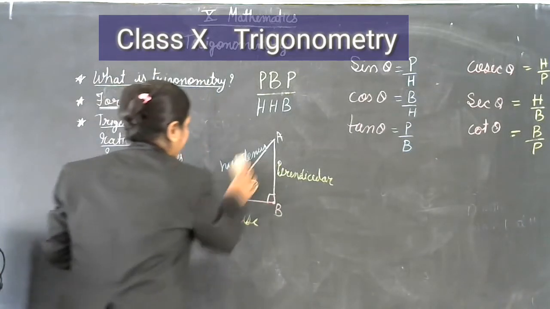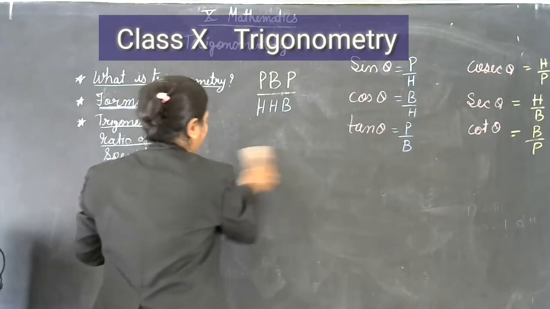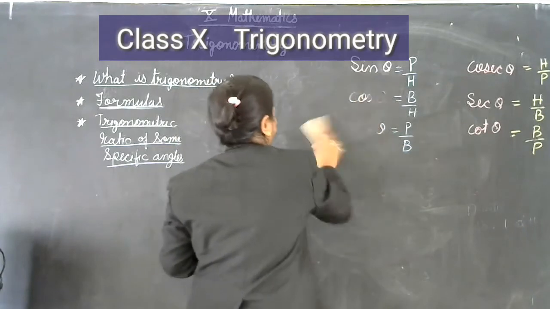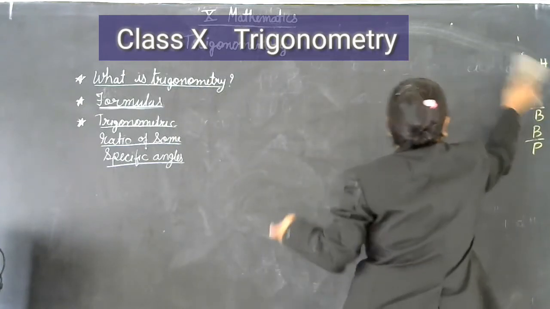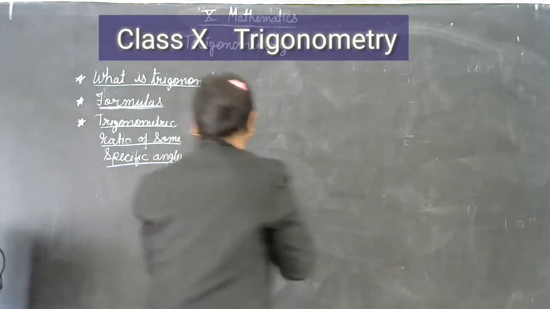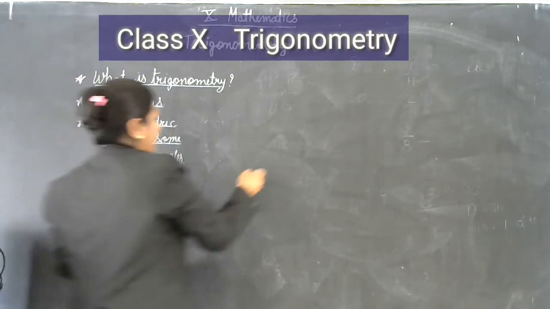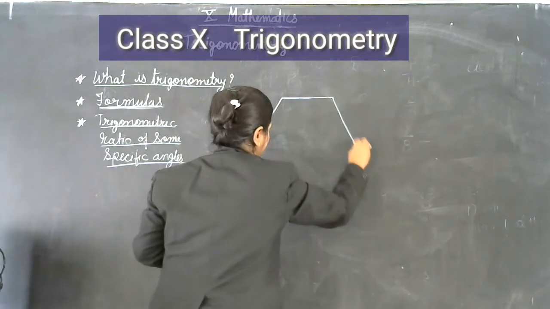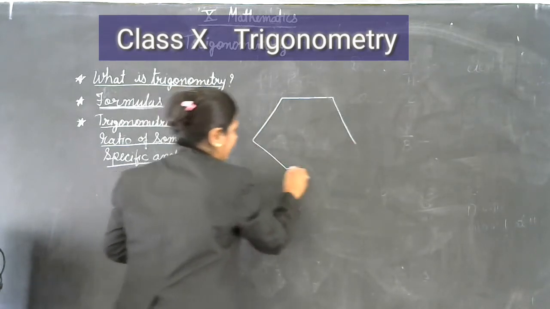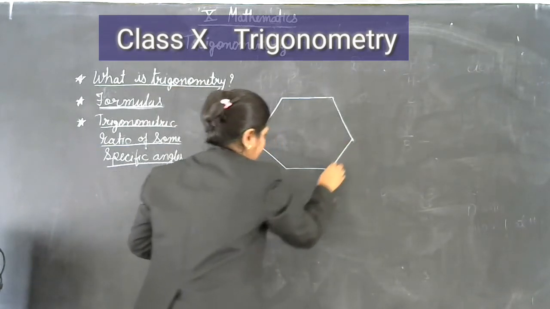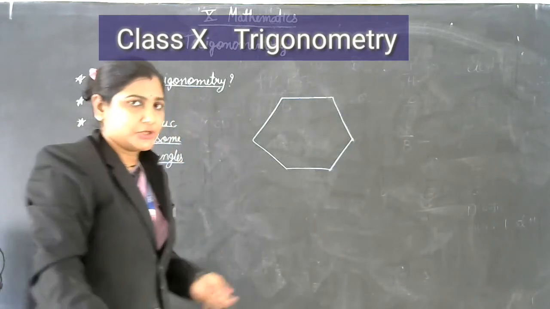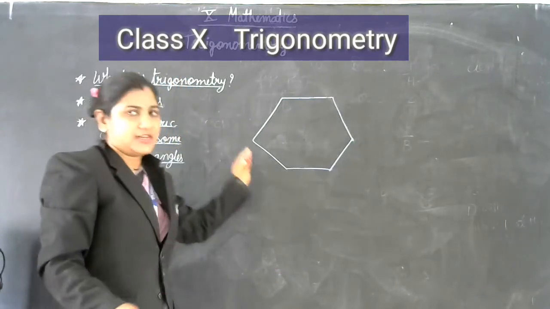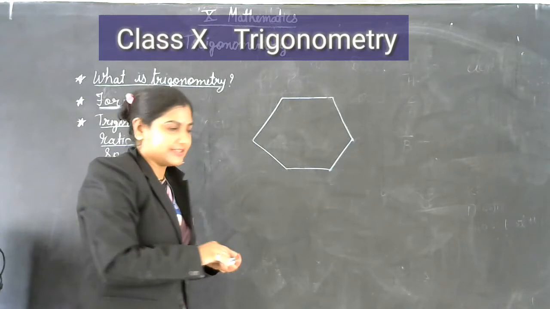Now we discuss other formulas of trigonometry. Other formulas of trigonometry we can discuss by using this hexagon. It is called the super hexagon. Why is it a super hexagon? Because we can write so many formulas by using this hexagon.